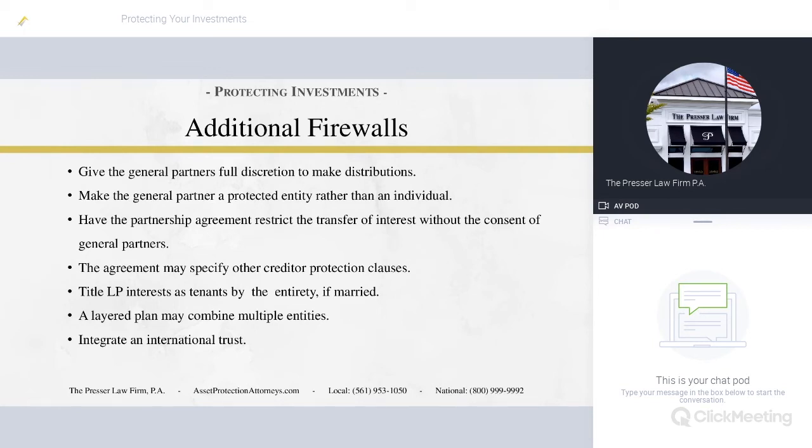So if we structure the partnership correctly, and we have the general partner with the full discretion to make distributions, which can be withheld or redirected in the event of a limited partner having a judgment. If we use the general partner LLC instead of the individual as a general partner, we'll already be 10 steps ahead of the game. If we further take the agreement and restrict the transfer of the interest without consent of the general partner, then there's really no way that a limited partner would ever be able to dispose of any interest. A creditor wouldn't be able to get in anyway because the general partner would have to consent, and of course they won't.